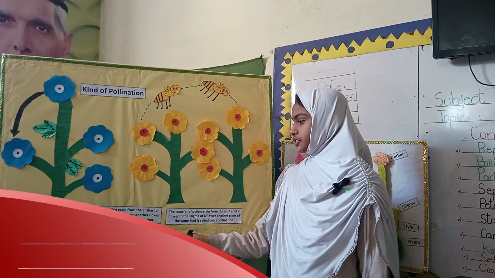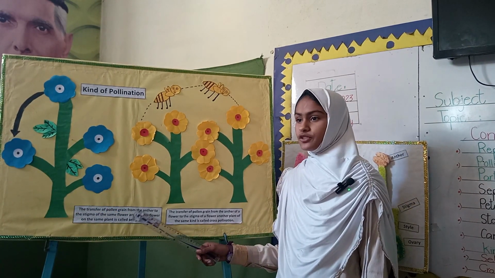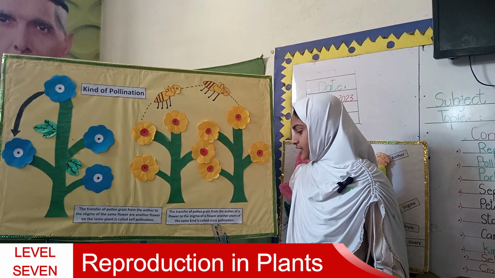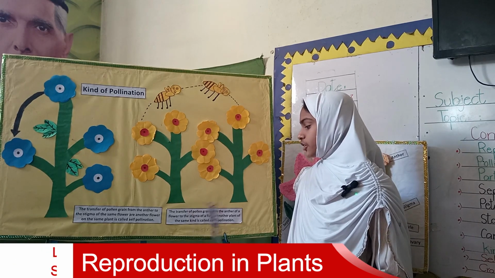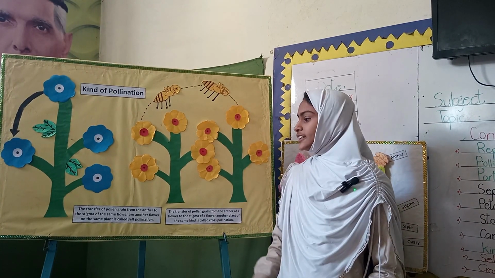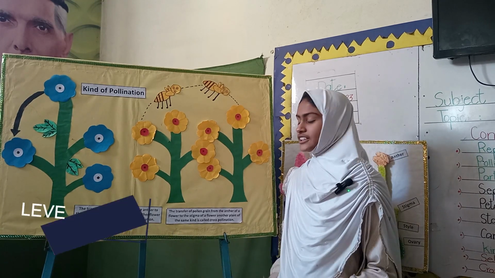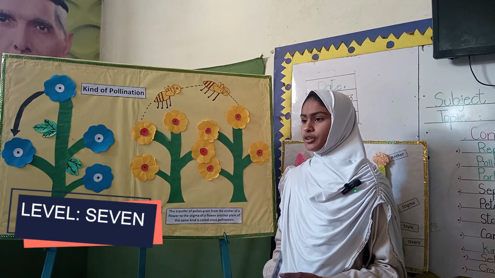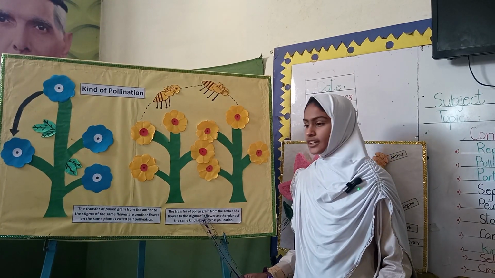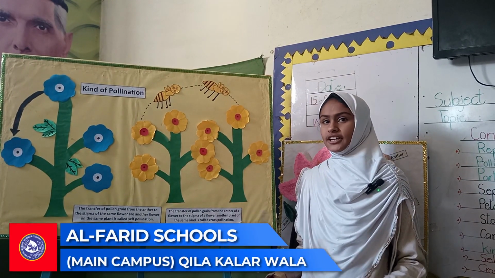Firstly, self-pollination. The transfer of pollen grains within the same plant is called self-pollination. Secondly, cross-pollination. The transfer of pollen grains from another plant is called cross-pollination. Examples of self-pollination are pea, potato, etc. And examples of cross-pollination are apple, papaya tree, etc.